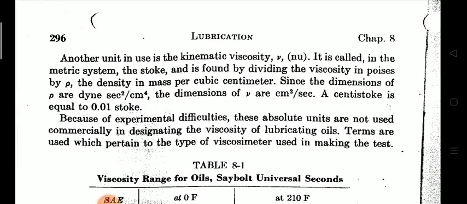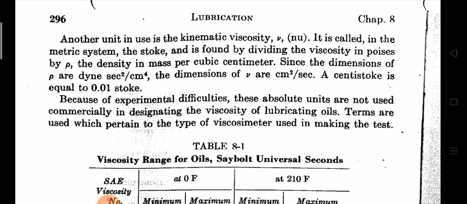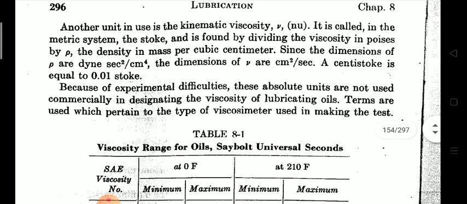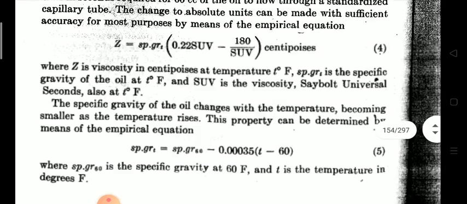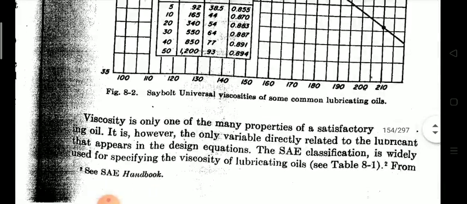Another unit in use is the kinematic viscosity, nu, right? Kinematic viscosity nu is called in the metric system the stoke, and is found by dividing the viscosity in poise by rho, the density in mass per cubic centimeter. Since the dimensions of rho are dyne-second squared per centimeter to the fourth, the dimensions of nu are square centimeter per second. A centistoke is equal to 0.01 stoke, right? So these are the measurements of the viscosity.